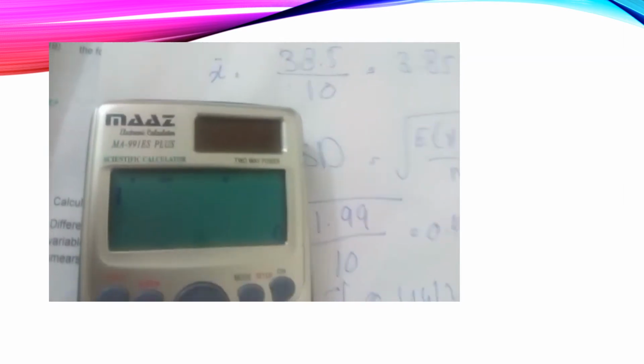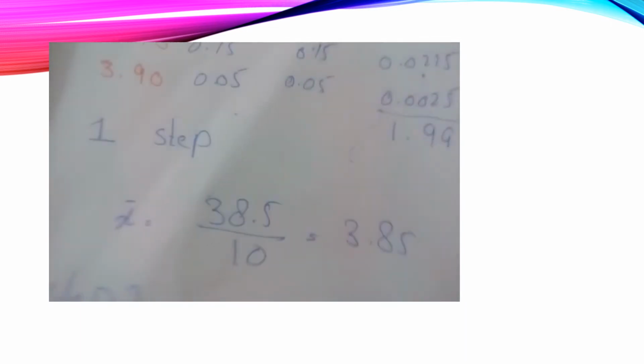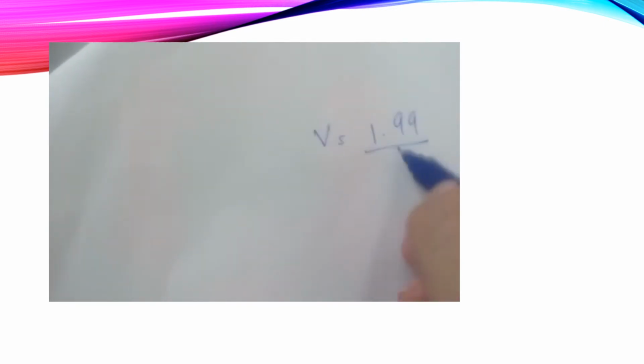If we convert standard deviation into variance, simply, variance is 0.44 squared, which is 0.19. And if we calculate variance as 1.99 divided by 10, it is 0.199.